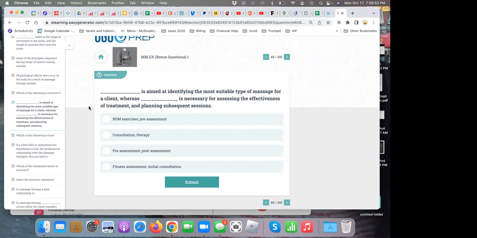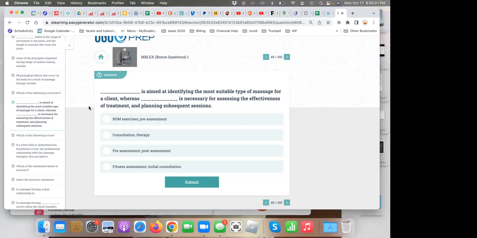Consultation is aimed at identifying the most suitable type of massage for a client, whereas therapy is necessary for assessing the effectiveness of treatment. Is therapy necessary to assess the effectiveness of treatment? No, I don't think so. Pre-assessment is aimed at identifying the most suitable type of massage for a client, whereas post-assessment is necessary for assessing the effectiveness of treatment and planning subsequent sessions. That could work.